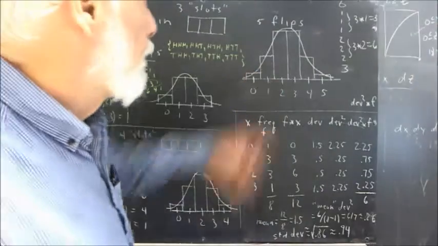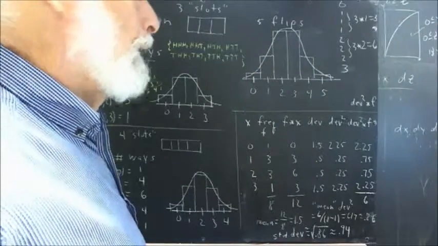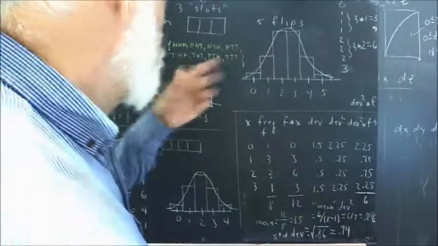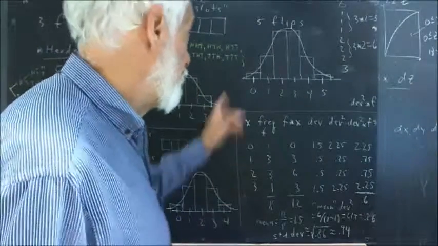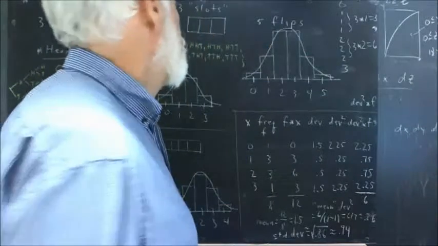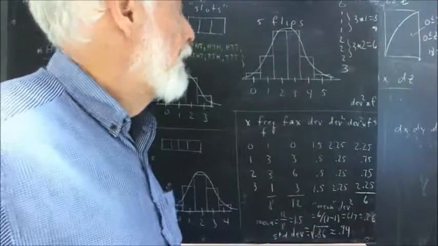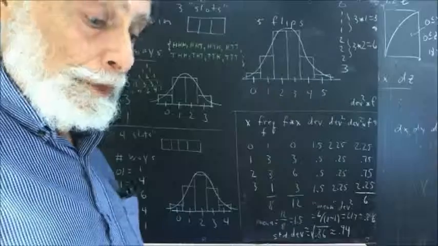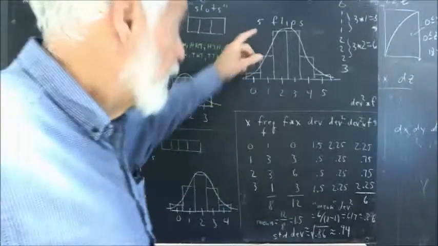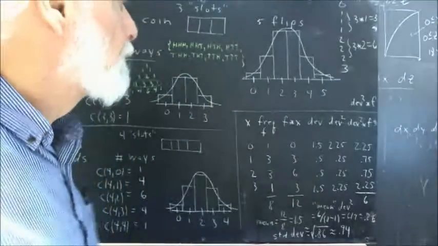We can do the same thing for 5 flips. Now I'm not going to give you the numbers. You should be able to work this out yourself and verify that this is what the histogram would look like, and that we can again sketch a nice bell-shaped curve to approximate this distribution.